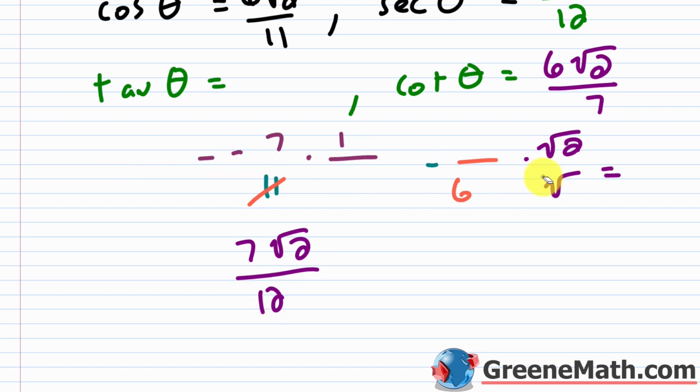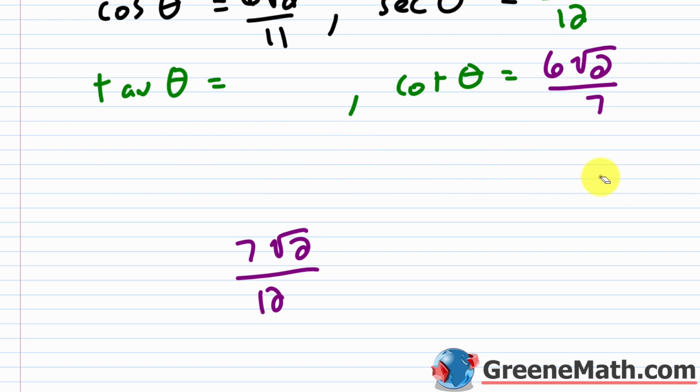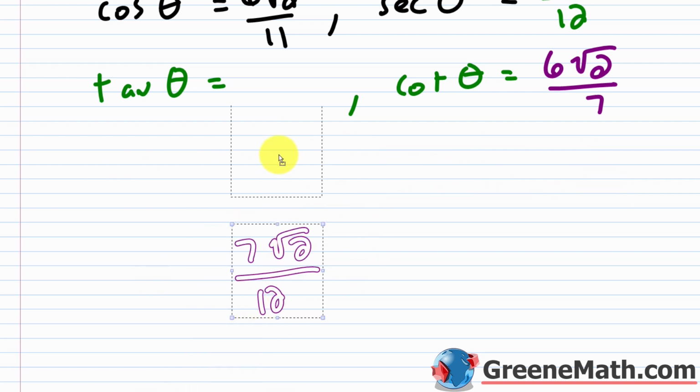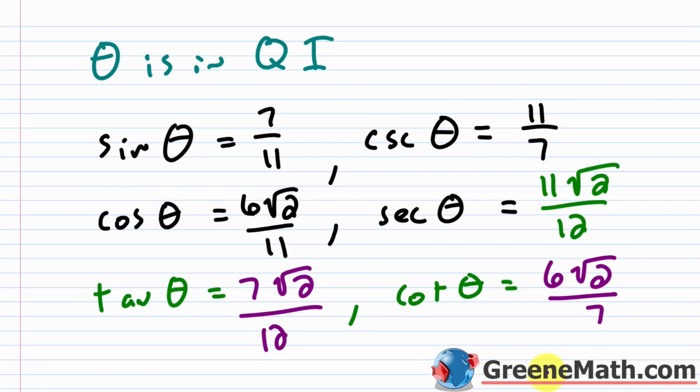Okay, let's get rid of all of this. And I can just slide this up here for my answer. And I'll just come back up here. We found that theta was in quadrant 1. So your sine of theta is given as 7 over 11. Cosecant of theta is going to be 11 over 7. Cosine of theta is 6 times square root of 2 over 11. Secant of theta is 11 times square root of 2 over 12. Your tangent of theta is 7 times square root of 2 over 12. And then finally, your cotangent of theta is going to be 6 times square root of 2 over 7.